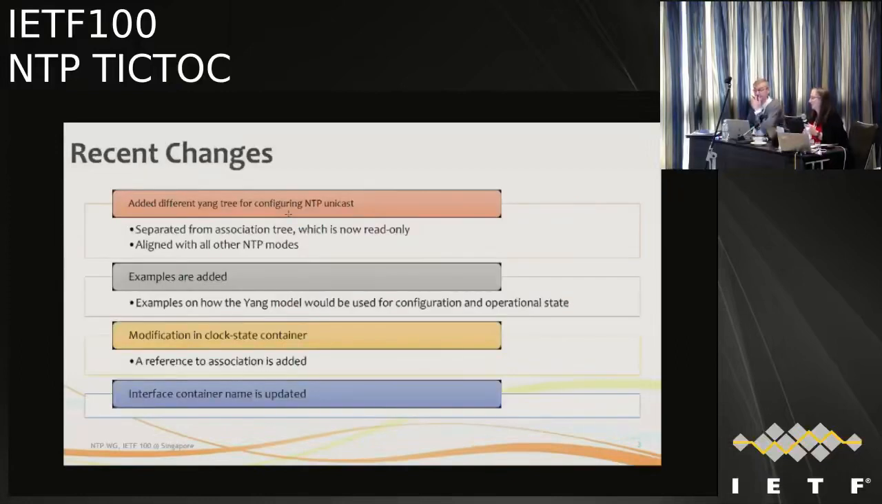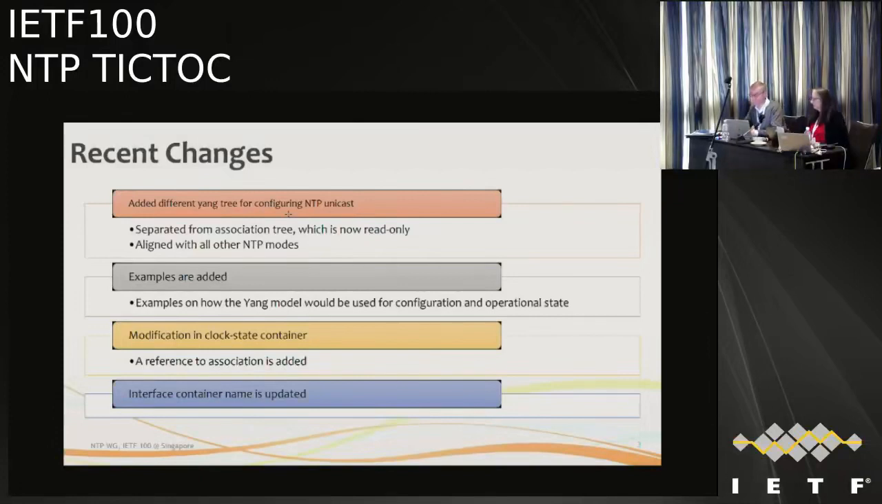As part of this version, we have done some recent changes, which are adding a different YANG tree for configuring NTP unicast. We have added a separate association node, which is now read-only, aligned with the other NTP nodes. Examples are added for almost all the configuration and operation states. Modification in the clock status container is done, and the interface container name is updated.